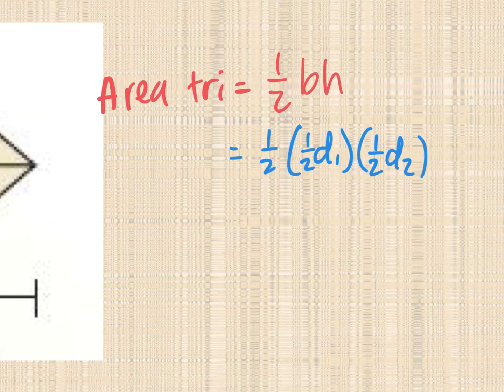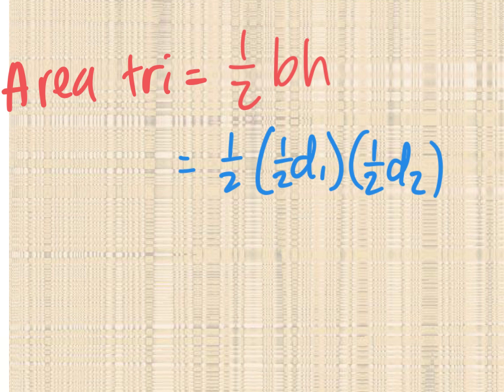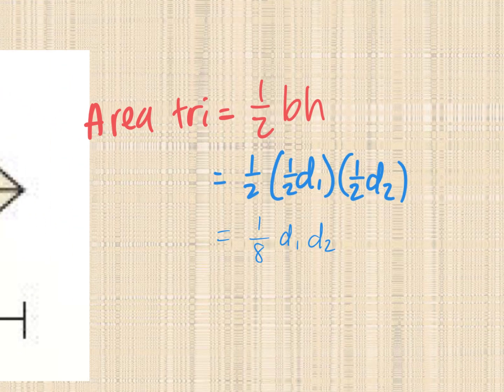No, you were right. You were right. So what can I do here? Can I multiply the 1/2? Sure, I can. What's 1/2 times 1/2? A fourth, and then times 1/2 again? It's 1/8, right? And then we still have D1 and D2. So the area of one of these triangles is 1/8 D1 times D2.